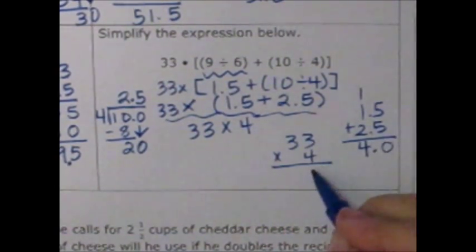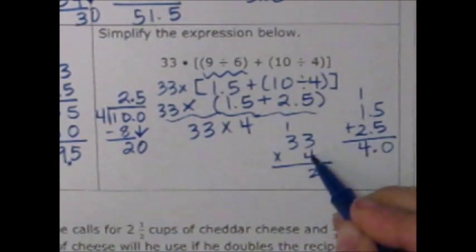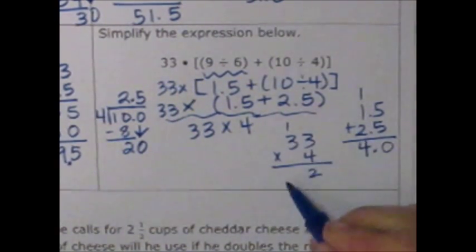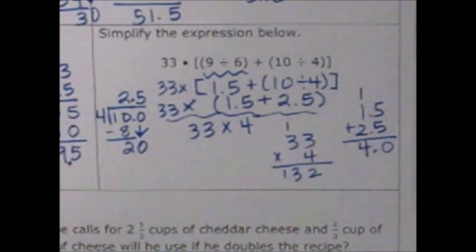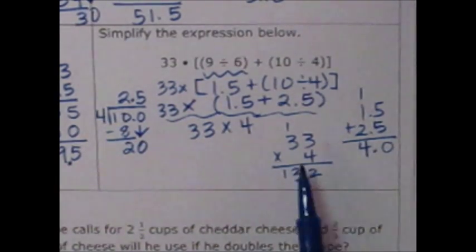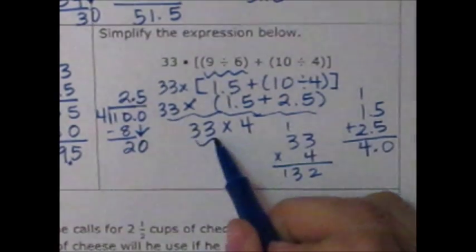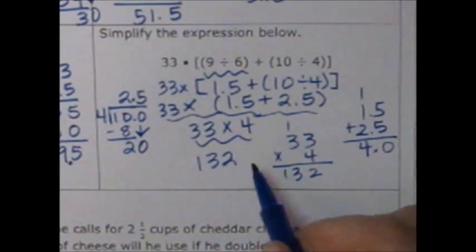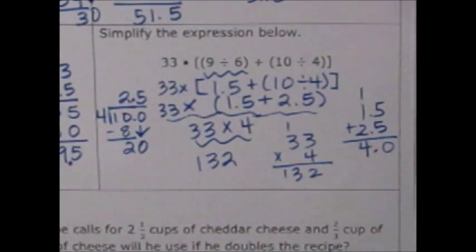3 and 4 is 12. 3 and 4 is 12 plus 1 is 13. Okay, I don't need to drop an egg because my second number doesn't have a tens place, just a ones place. So my final answer is 132.